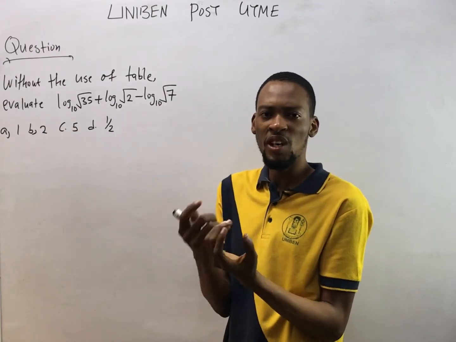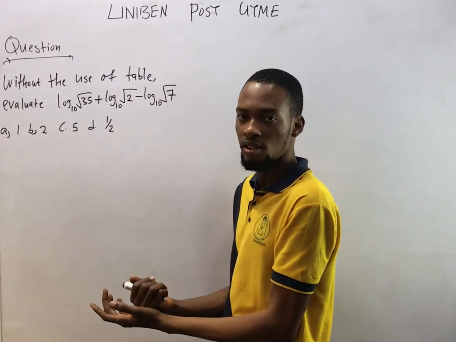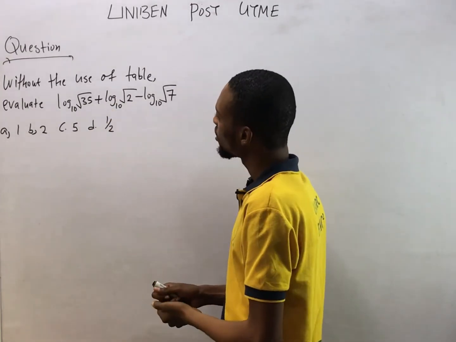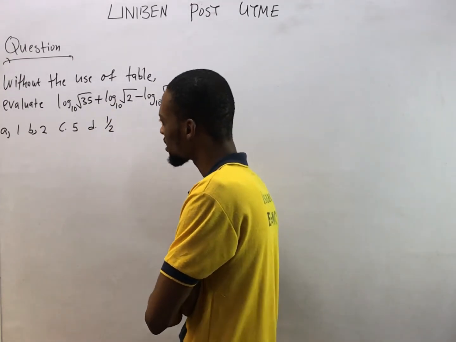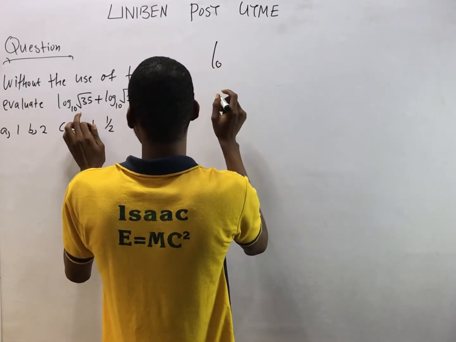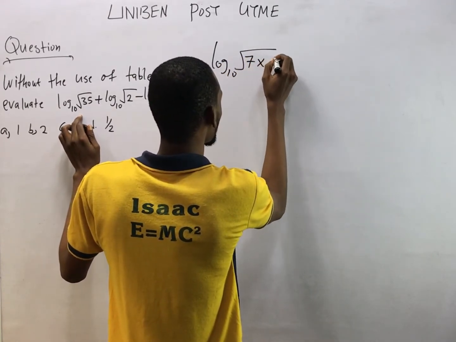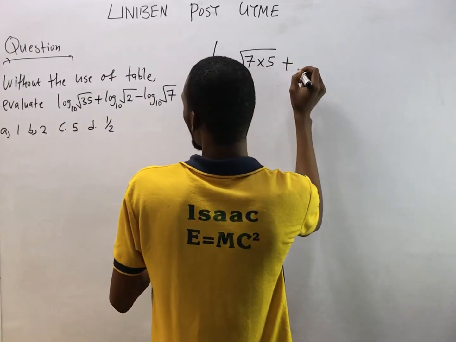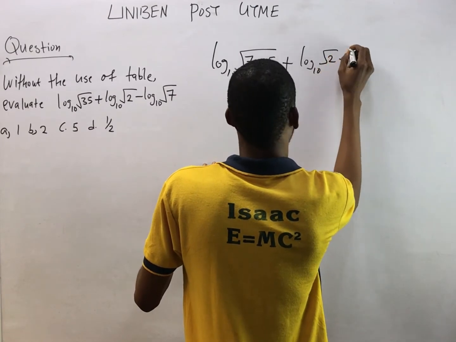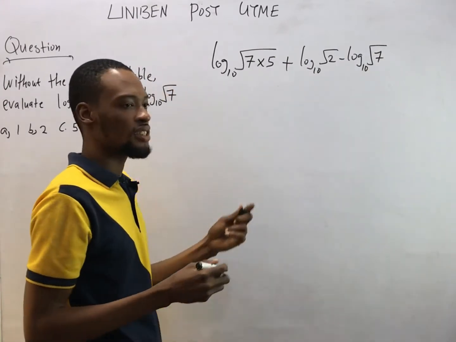And while doing that, also have it at the back of your mind that we are trying to arrive at one of these options. So in this case, we must do something to eliminate the roots. Looking at this question, the first thing that comes to my mind is log root 35 with base 10, which is the same thing as log root 7 times 5. So we can rewrite that question as that.